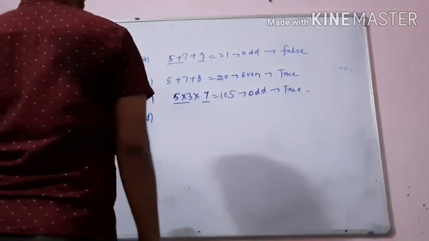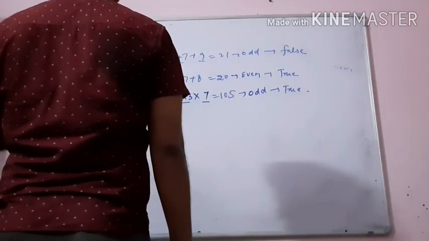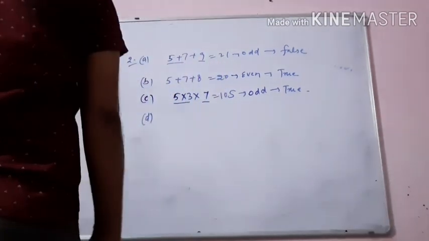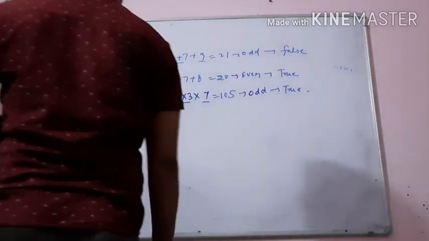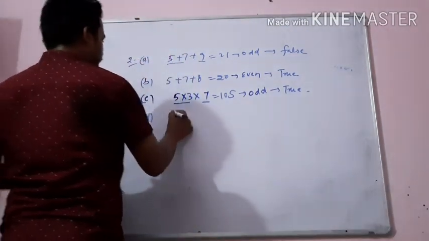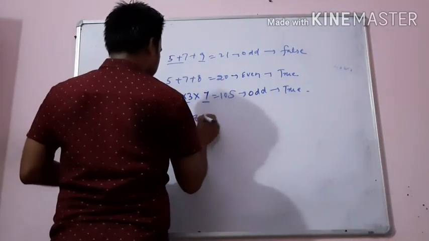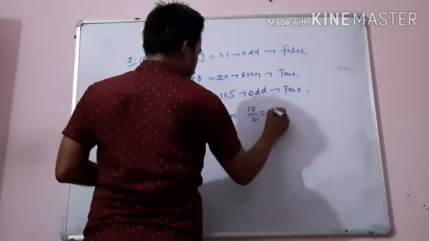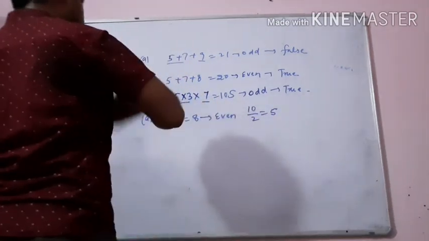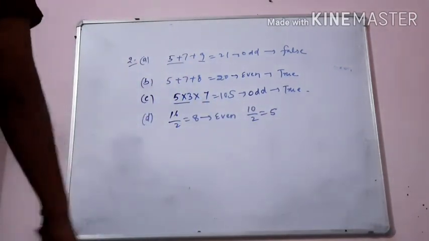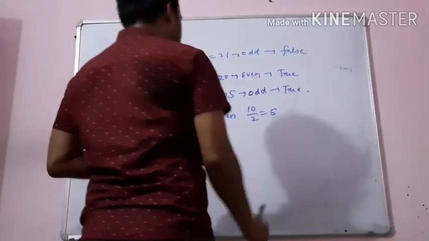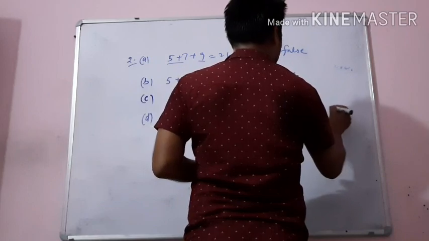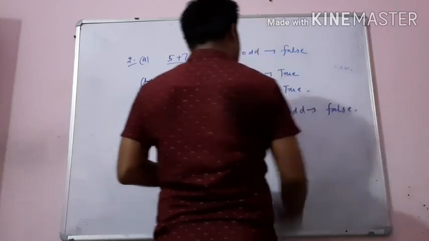If an even number is divisible by 2, then the quotient is always odd. So what has been asked in question D? Suppose you take 16 upon 2, that is 8. It is even. When you divide 10 by 2, it is 5. So in some cases you will get an even number, in some cases an odd number. So it doesn't satisfy all conditions. So our statement is wrong. So D will be false.